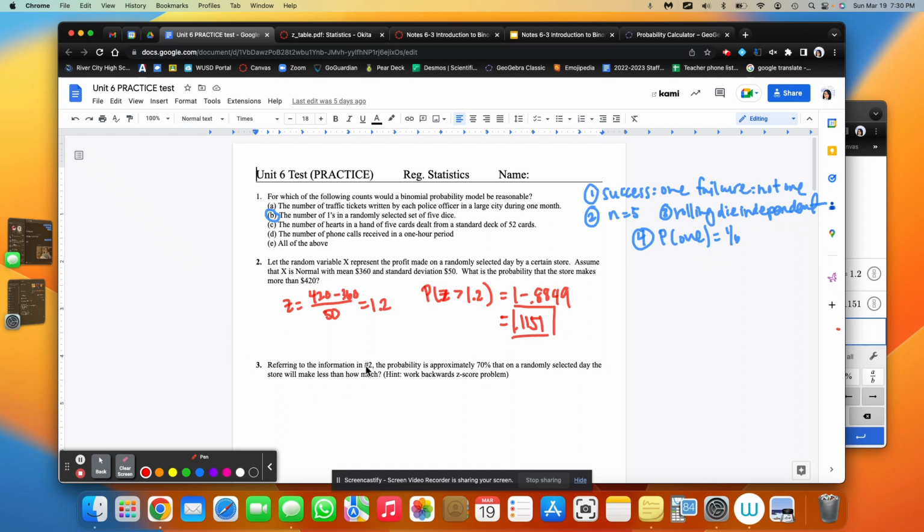Then number 3 says, referring to the information in number 2, approximately 70% of the time, on a randomly selected day the store will make less than how much? So in this case, we're working backwards. 70% is less than, so that's the area to the left. So we need to find the closest z to 0.70.